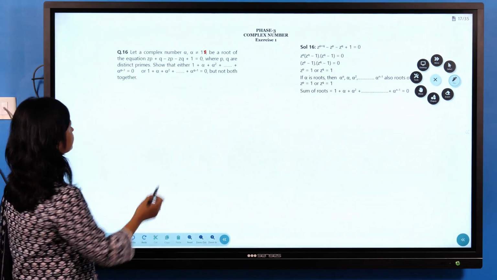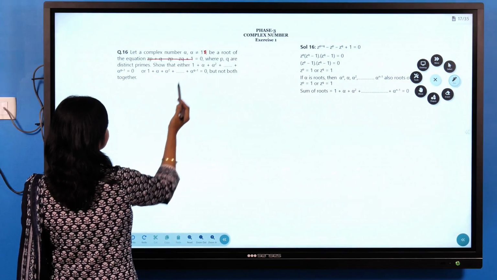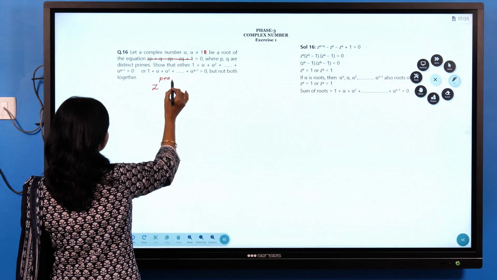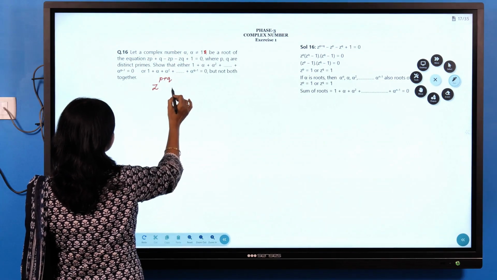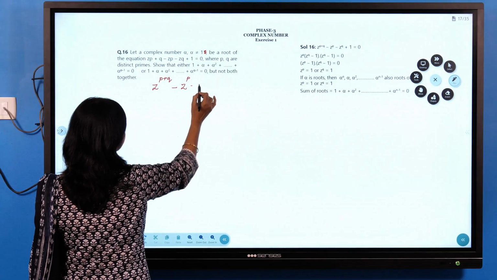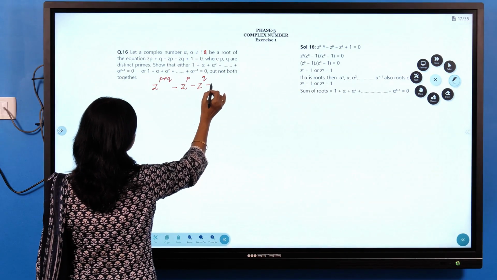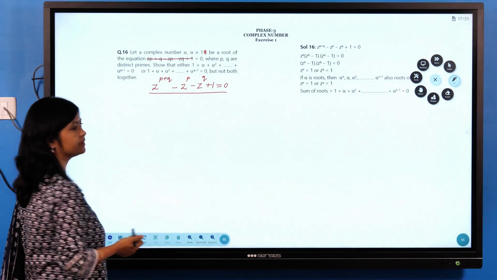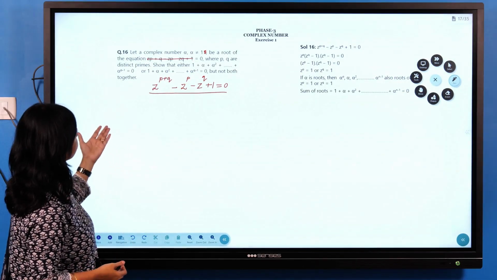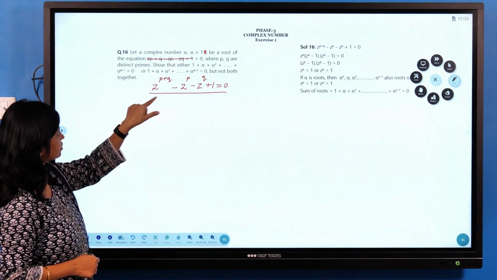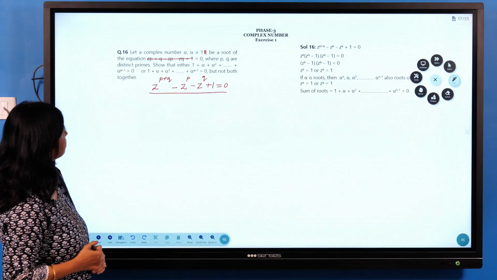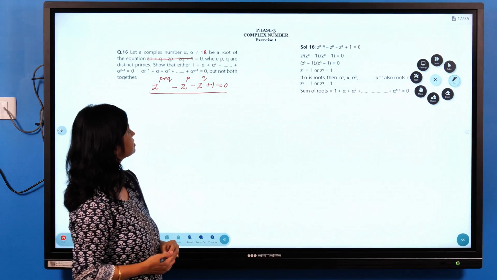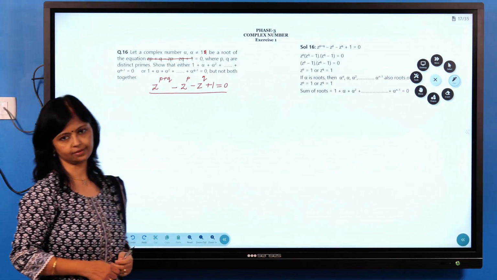So here again, this is z to the power p plus q minus z to the power p minus z to the power q plus 1 is equal to 0. A little correction in the equation given. It's a very standard question. Where alpha is not equal to 1, be a root of this equation, where p and q are distinct primes, show that this and this are true, but not both together.